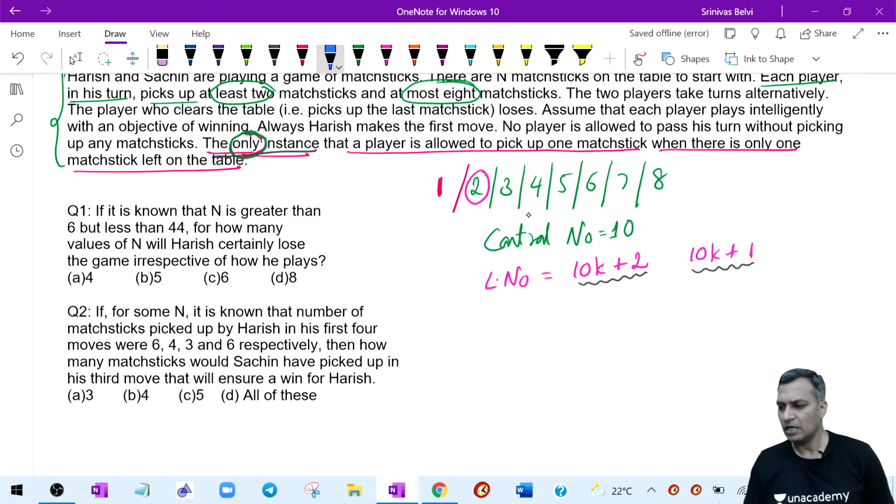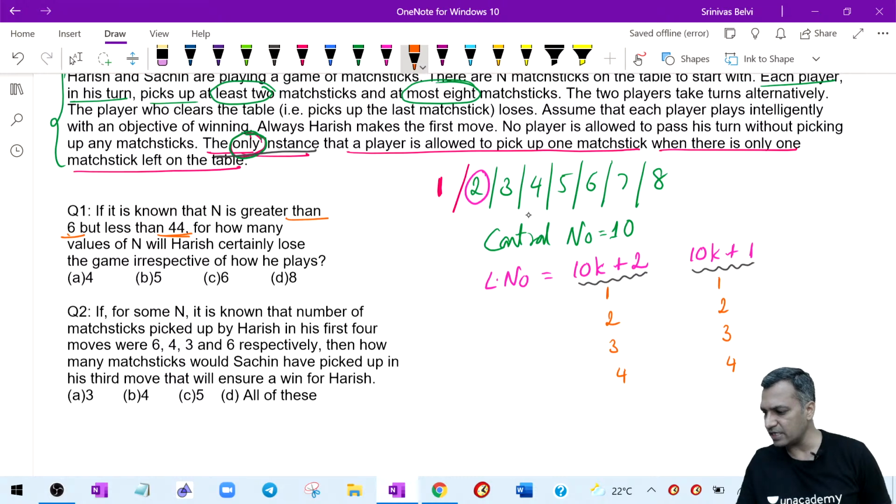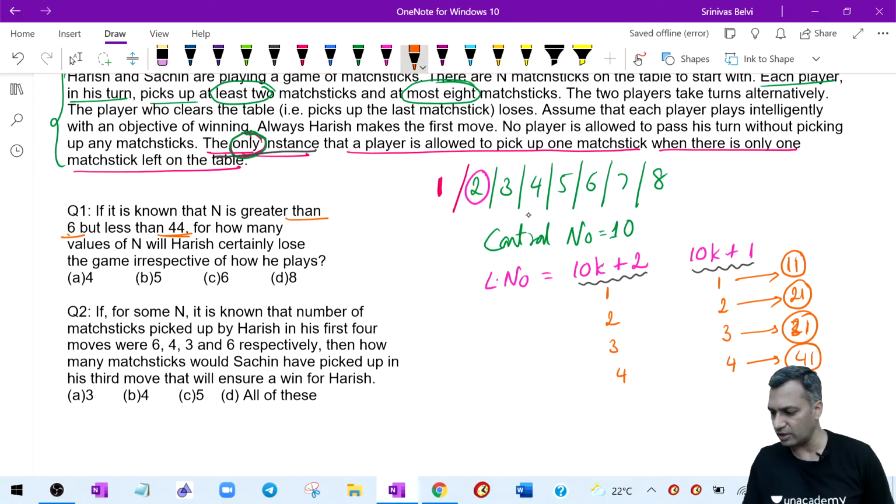The moment you understand there are 2 control numbers up to 44, between greater than 6 but less than 44, you can have 4 numbers. The k value can be 1, 2, 3, 4. You are saying that 11 can be a control number. 21 is a control number. Put 1 here and you get 11 as the output, 21, 31, and with 3 there, 41 as the output. Also, put 1 here and you will get 12 as the output, 22, 32, and 42 as the output.